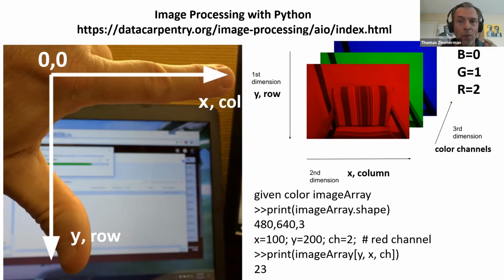So if you were to want to know the color of a particular pixel, let's say pixel X 100 and Y 200, if you want to see the value of the red pixel, you would put in channel 2, and by doing a print statement, I can tell now pixel X 100, Y 200, the intensity of the red channel is 23. If it was a grayscale image, you would just have to give it the XY because there's only one channel in the grayscale.